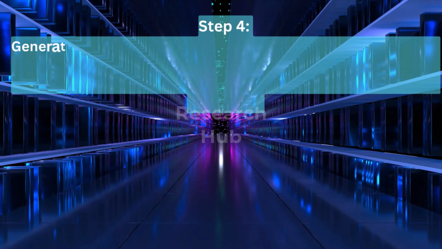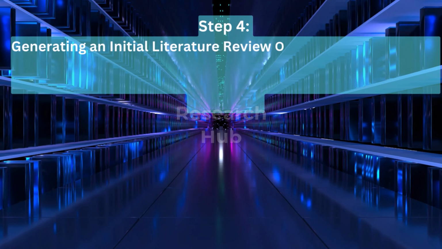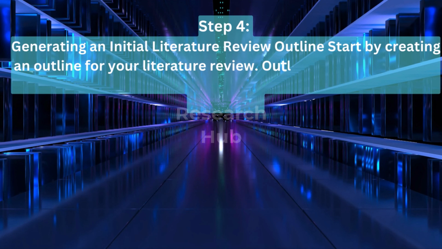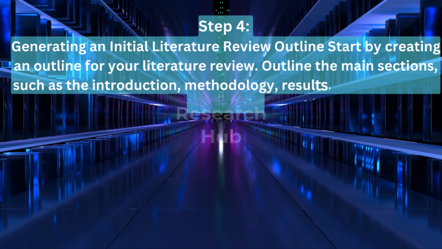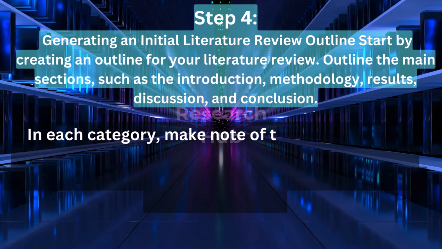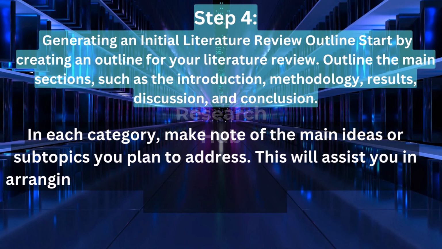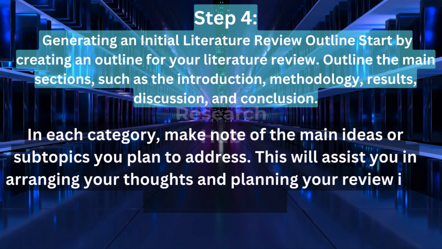Step 4. Generating an initial literature review outline. Start by creating an outline for your literature review. Outline the main sections, such as the introduction, methodology, results, discussion, and conclusion. In each category, make note of the main ideas or subtopics you plan to address. This will assist you in arranging your thoughts and planning your review in a coherent manner.